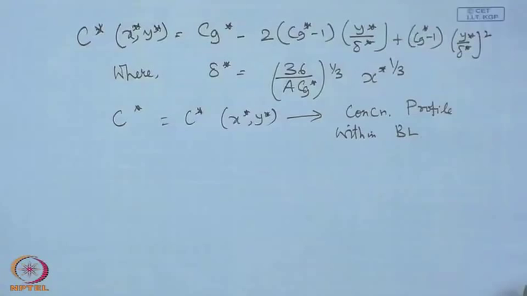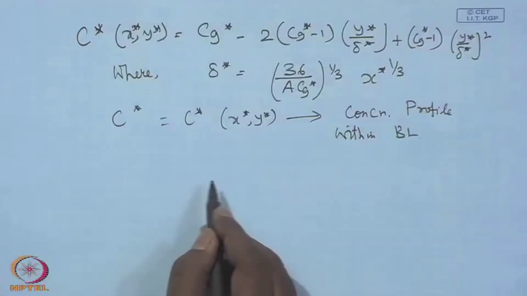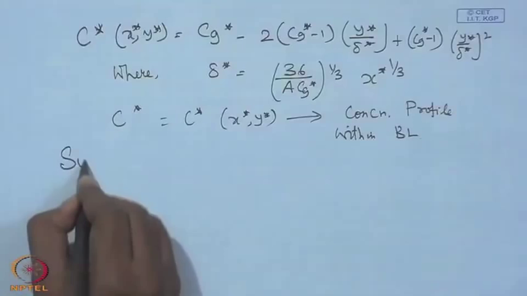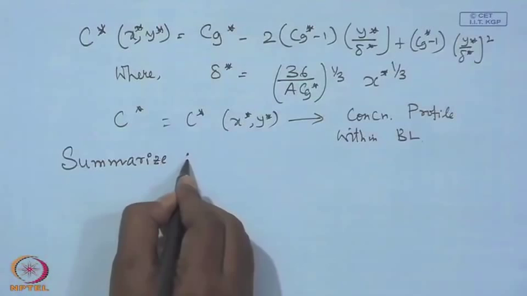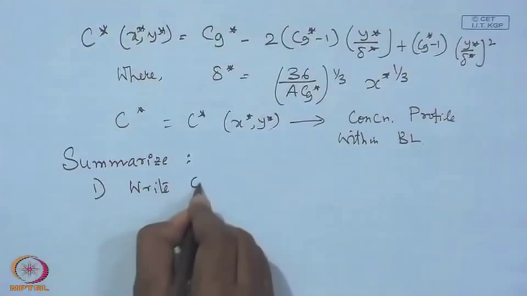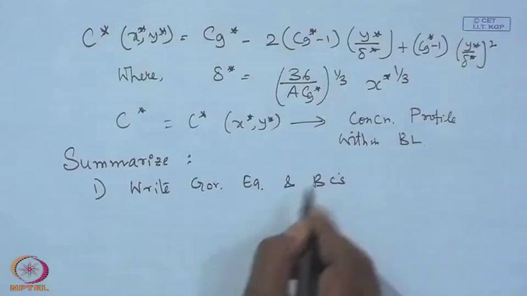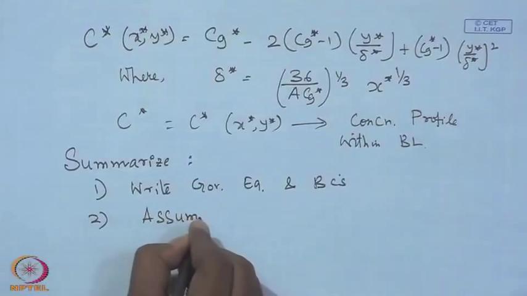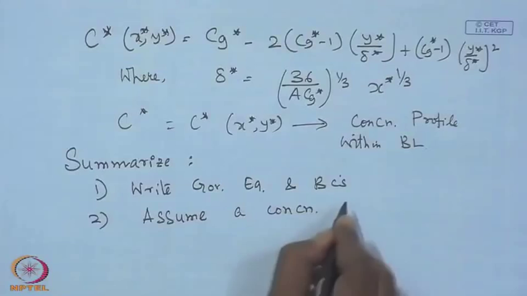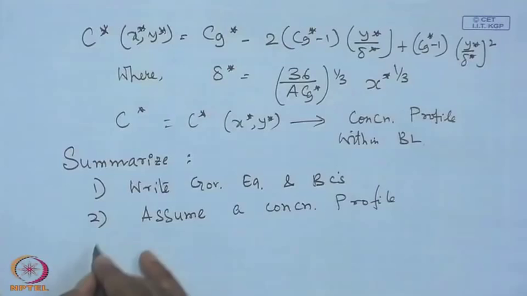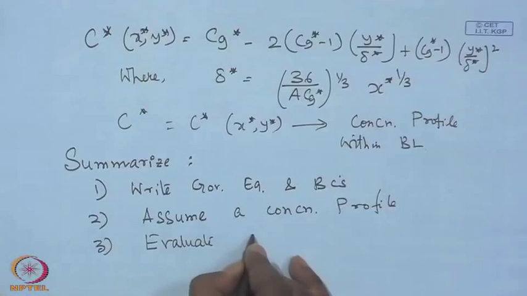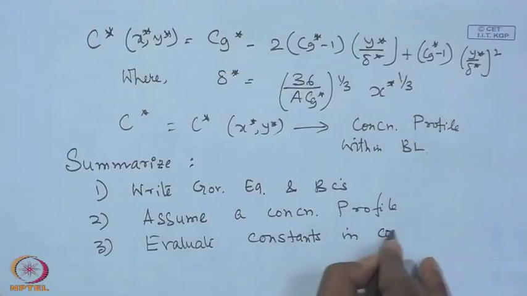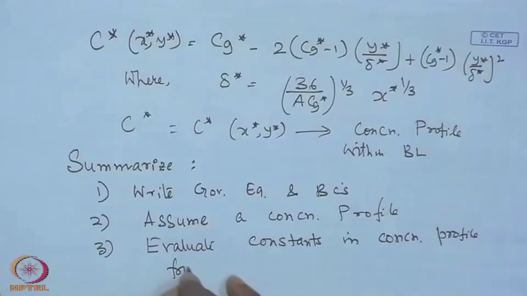Okay, so this example clearly demonstrates how the integral method of solution can be applied to boundary layer analysis in chemical engineering applications. So let us summarize the different steps. First, you write down the governing equation and boundary conditions. Next, you assume a concentration profile, that is why it is known as approximate integral method. Once you assume a concentration profile, the third step is to evaluate constants in the concentration profile from suitable boundary conditions.